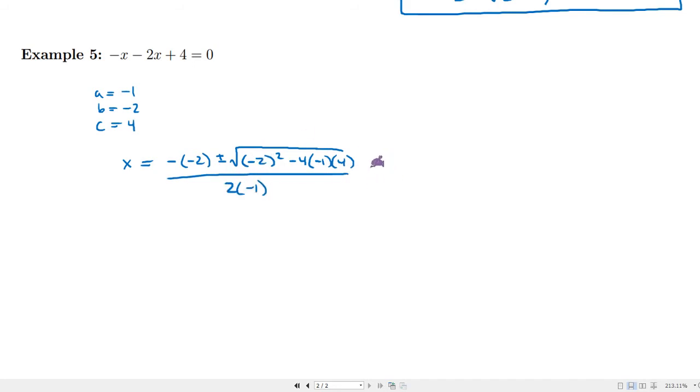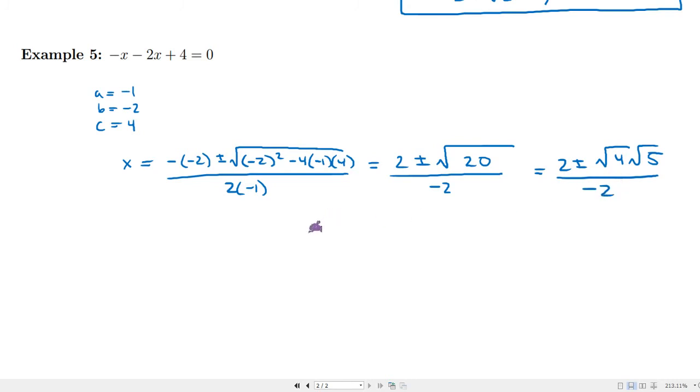all over 2a. Okay, so what is this? So this is 2 plus or minus square root of, that'll be 4, and that'll be plus 16, so that'll be square root of 20 over negative 2. And 20 is not a perfect square, but we could factor that as square root of 4 times square root of 5 over negative 2. And so then we have x is 2 plus or minus 2 root 5 over negative 2.